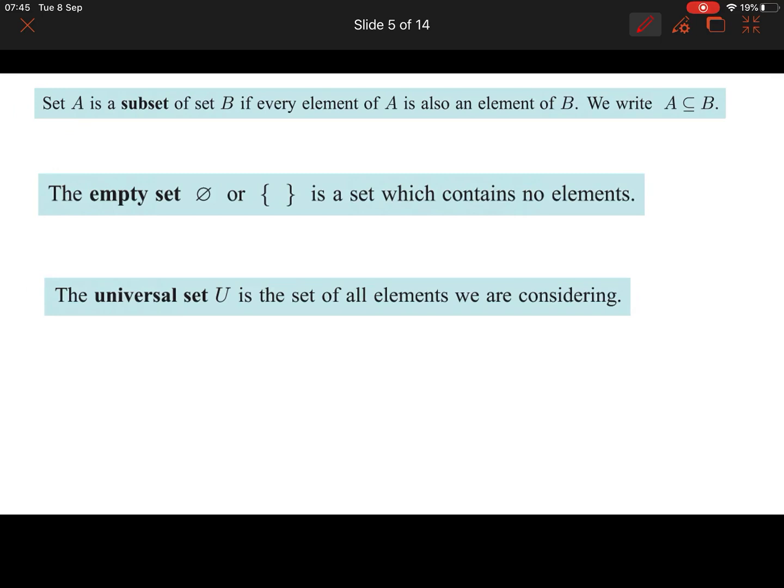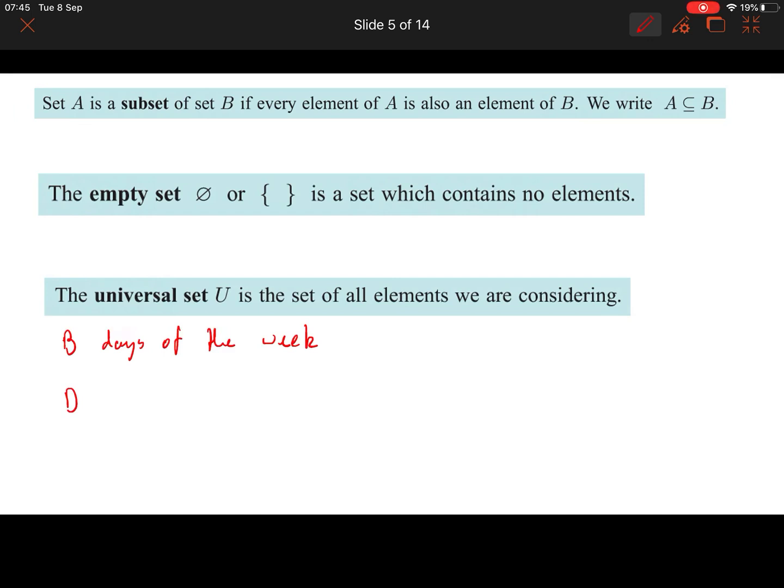Okay, so that would be an infinite set. Now let's just go through what these particular things mean. Set A is a subset of set B if every element of A is also an element of B. Let me give you an example of what that means.